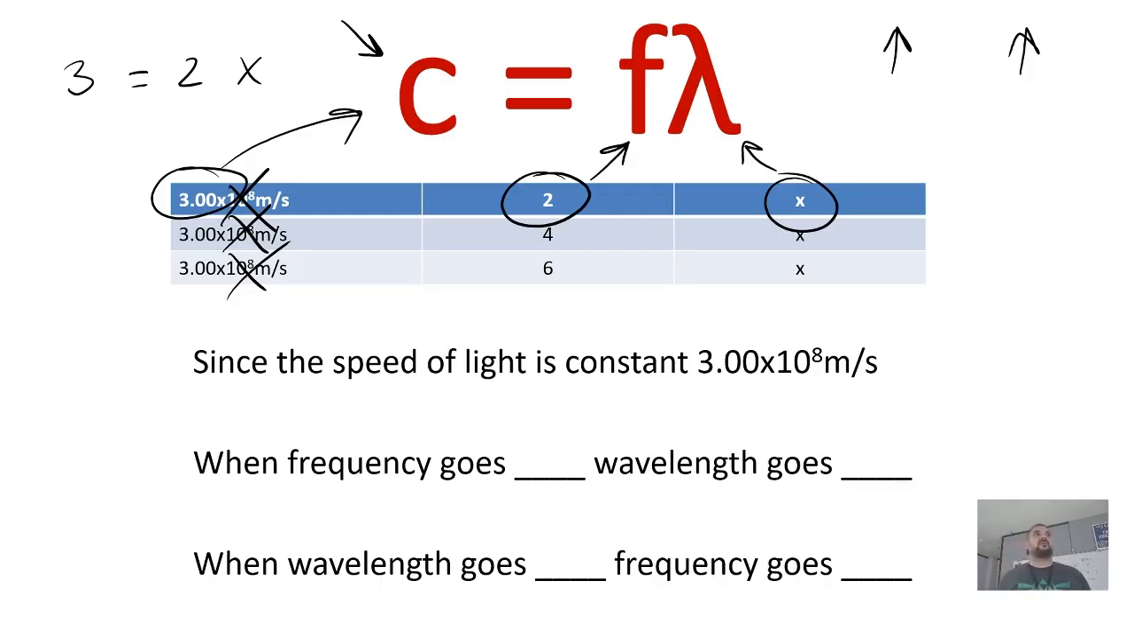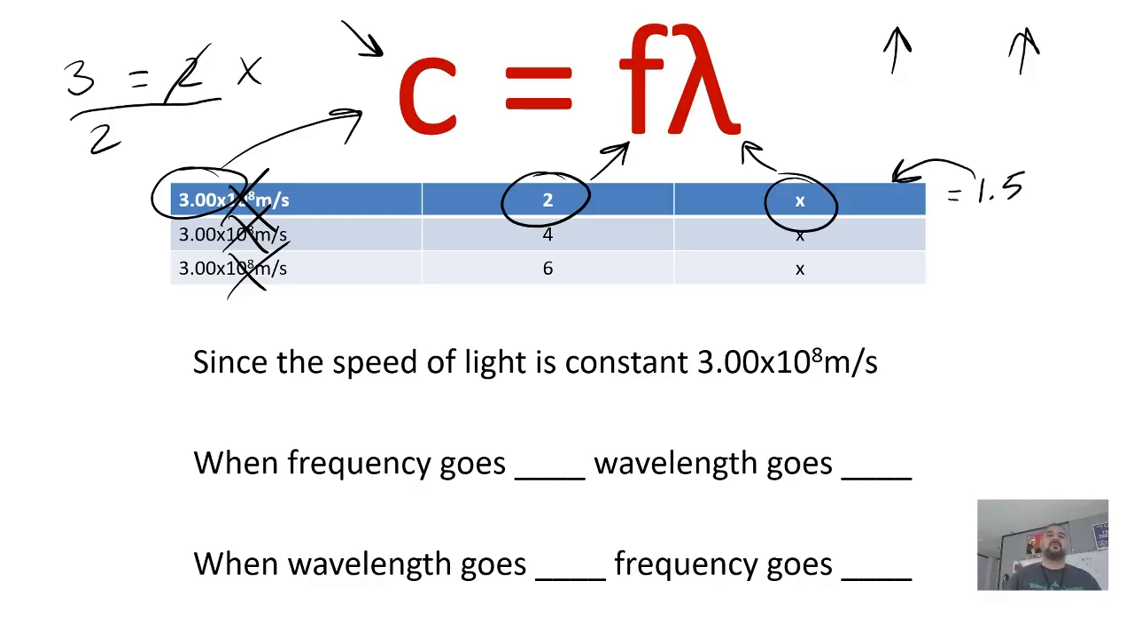So 3 is equal to 2x. How do we solve for x here? We divide both sides by 2. The 2 goes away, and then x is equal to 3 divided by 2. So 3 divided by 2 equals what? A little bit louder? All right, 1.5. And this is our x value, by the way. Let's go ahead and get the next one.